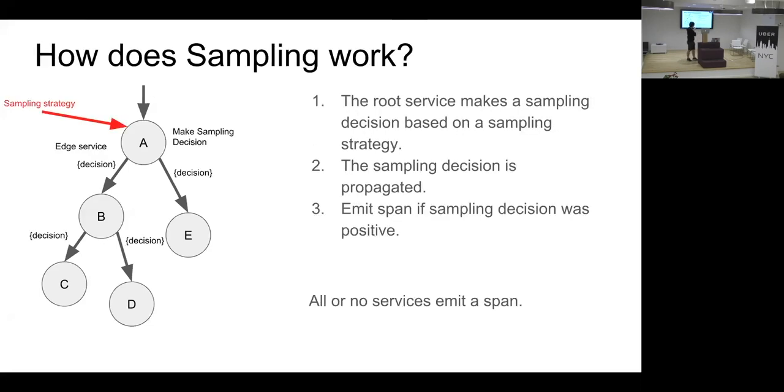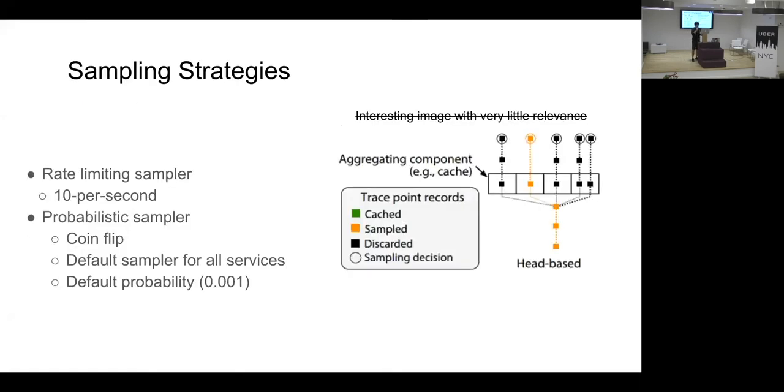So let's just talk about how sampling works. The root service makes the sampling decision. Then this decision is passed down to all the other services in the call graph, right? The sampling decision is made based on the sampling strategy, and on the next slide, I'll go into what the sampling strategies are. One thing to note is that the sampling decision is binary. Either all services sample or none of the services sample.